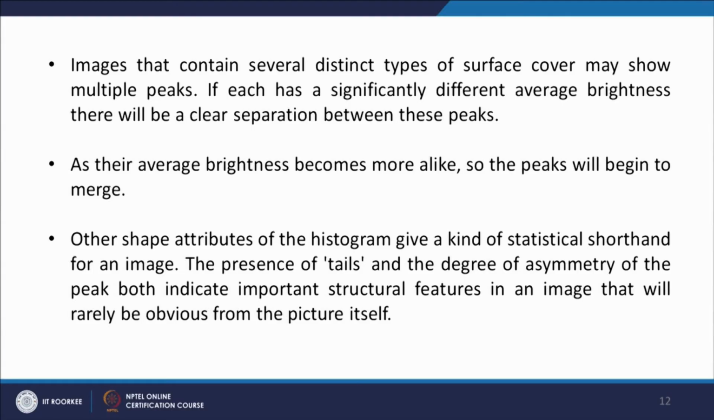for image interpretation. Images that contain several distinct types of surface cover may show multiple peaks. So if you have an image with large water bodies, also snow areas, maybe sand bodies, maybe forest, maybe agricultural land, maybe built-up land within one image, which is possible, then you will have multiple peaks within the histogram of that image, and each of these peaks will have a different average brightness and a clear separation between them.